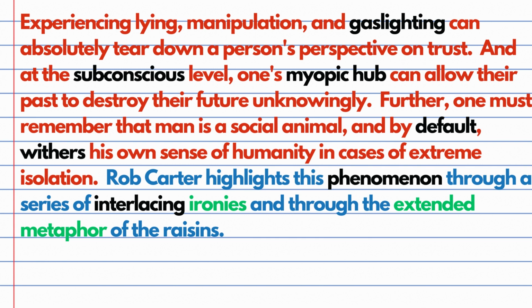So look how you use the terms, the devices, the techniques. Again, focus on the salient ones. Don't make it a terms dumping ground. Rob Carter highlights this phenomenon through a series of interlacing ironies and through the extended metaphor of the raisins. Again, same paradigm. 3 sentences, authorial intent up top. Sprinkle in some tier 2. Focus on those sentence constructs. Last sentence, they focus on metaphor and irony. And that's it, 3 plus 1.